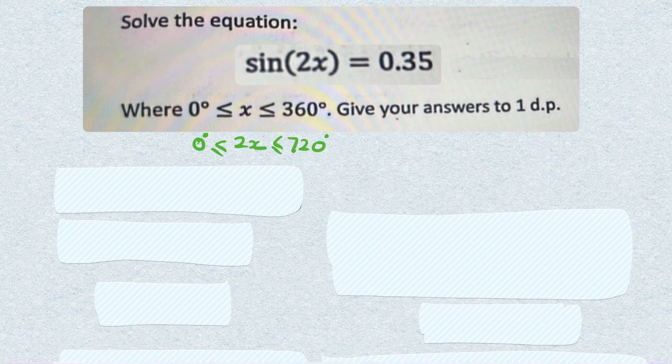So the first thing you do is, because you don't have x in the question, you have 2x, find what the range for 2x would be. So 2x is twice x, so you double the 360 and you double the 0. So this is our new range.